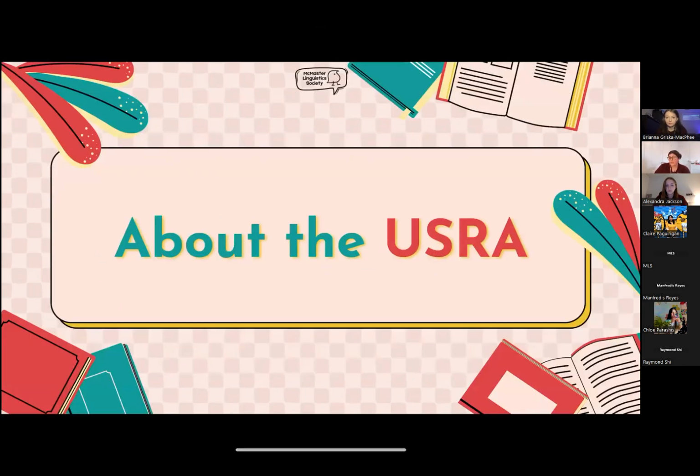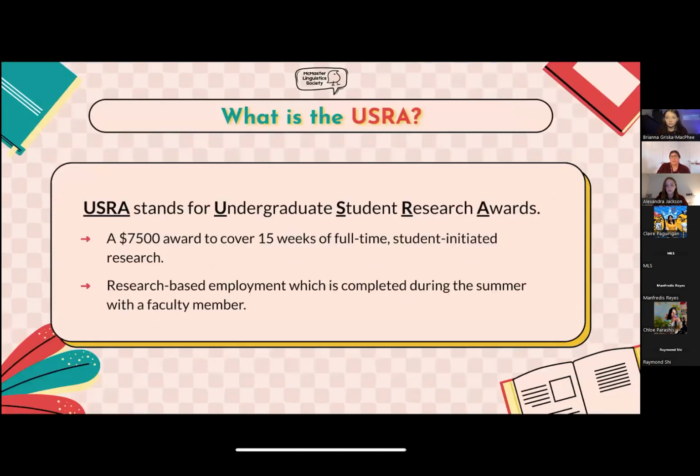And yeah, one last thing I want to talk about before we get into our question and answer session is the USRA, which is the Undergraduate Student Research Awards. Currently, this is kind of changing right now just because the minimum wage is changing. I was checking on the website, but it's about $7,500 of an award, which is meant to cover 15 weeks of full-time student-initiated research. Basically what it consists of is research-based employment, which is completed during the summer with a faculty member.